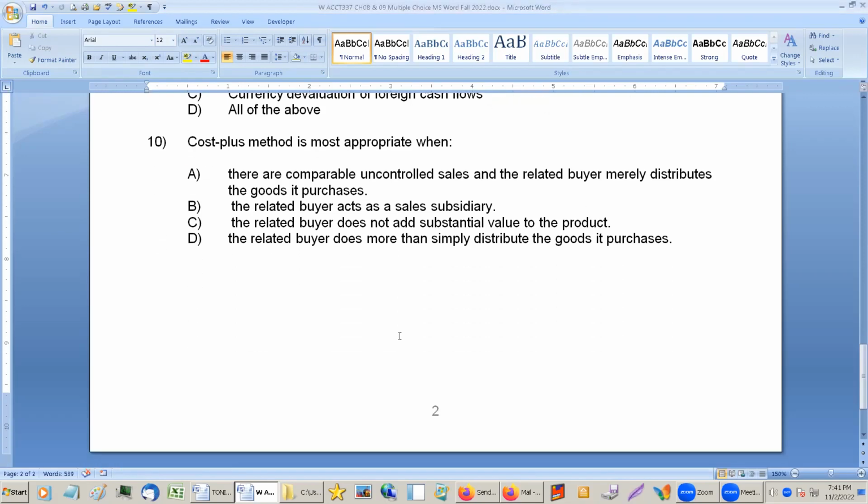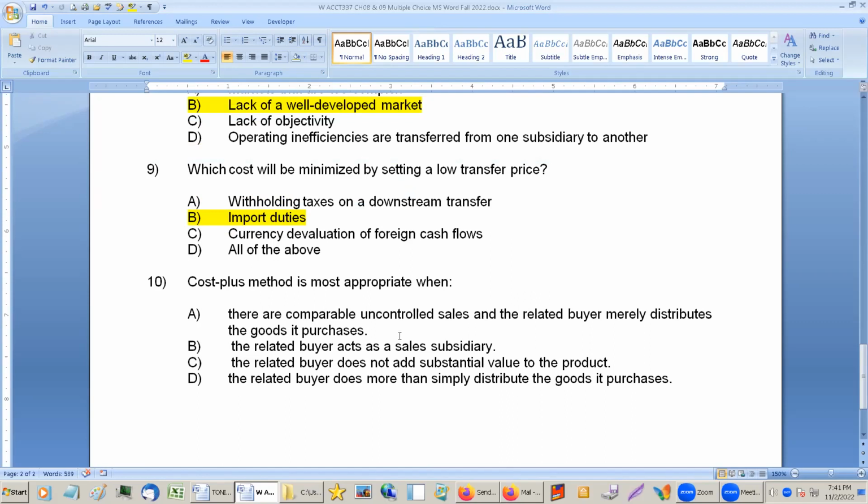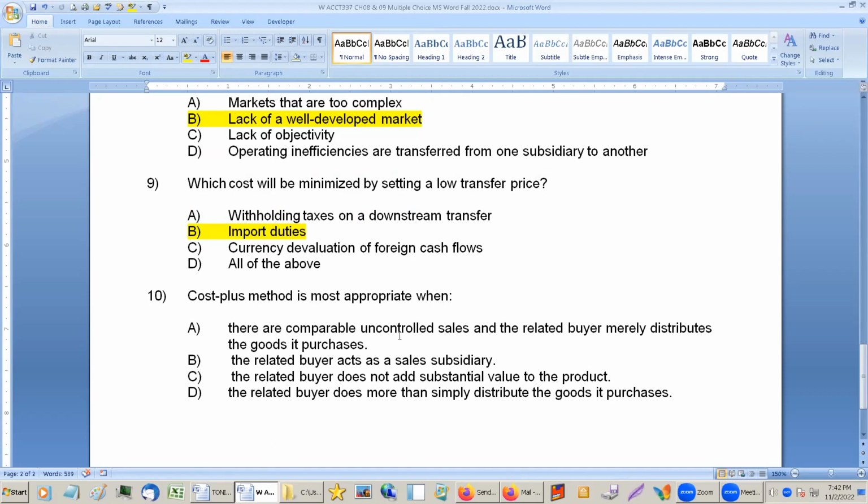Cost method is appropriate when, actually it's the last one here. The related party is more than simply distributing goods it purchases. In other words, it works on them in some different way, so it's not the end product. Okay, very good. Close the poll.